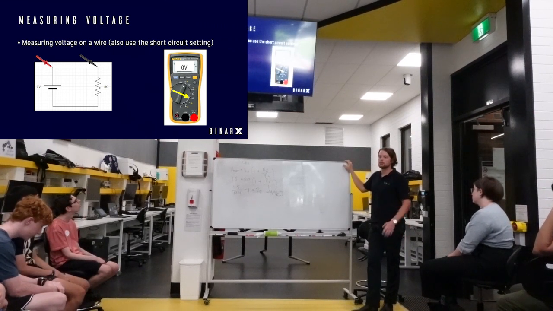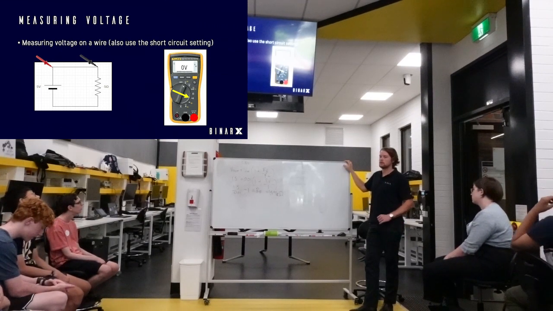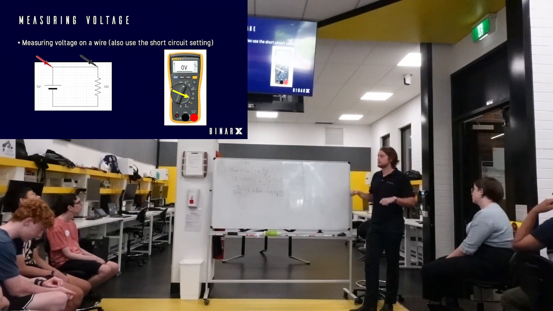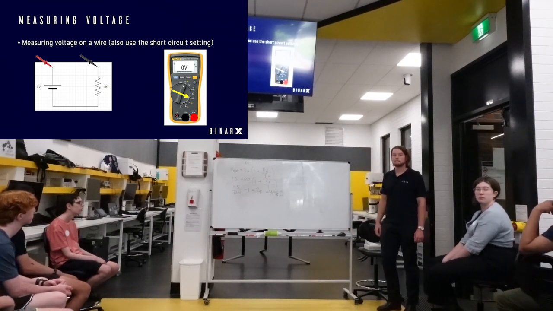It's what you said before. Yeah, it's gonna beep at you and show 0 volts because in this example our wire has no resistance, so the voltage across it is going to be 0. So it's like those 2 points are touching, right?